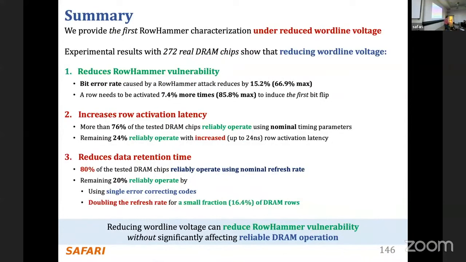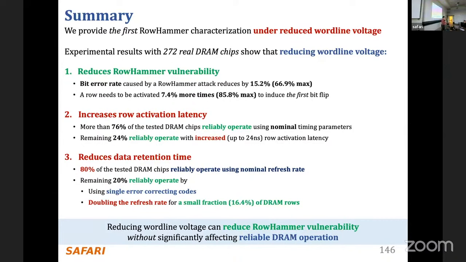This work basically shows that if you reduce the word line voltage, this is reducing the activation voltage. Intuitively, this should reduce the impact of RowHammer bit flips, right? And that's what we see basically. This reduces RowHammer vulnerability. Unfortunately, it also adds some not so nice effects: it increases the activation latency because voltage is lower. It also reduces data retention time. And we discussed this in the paper.